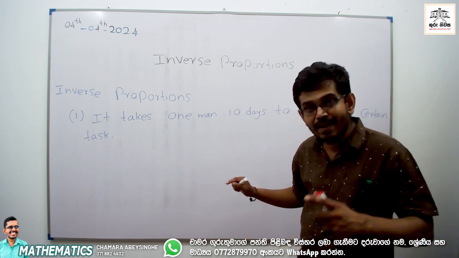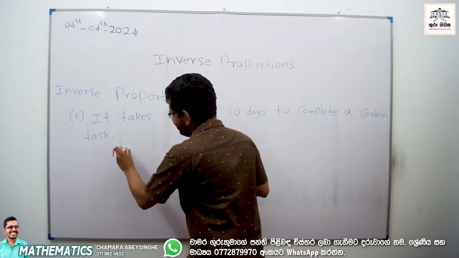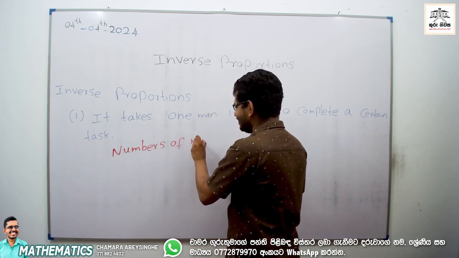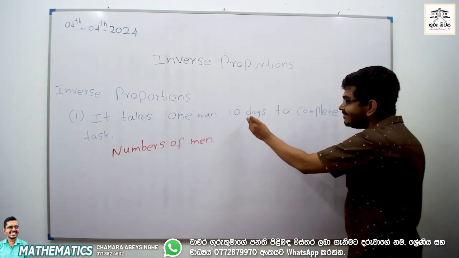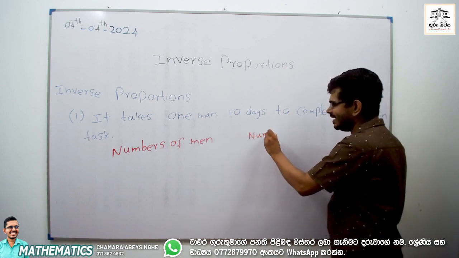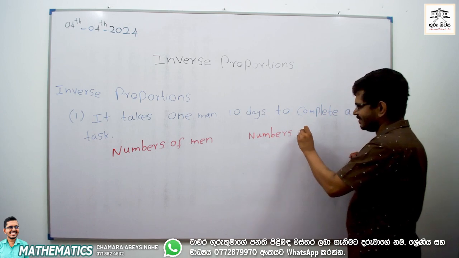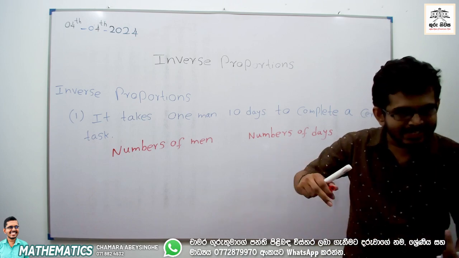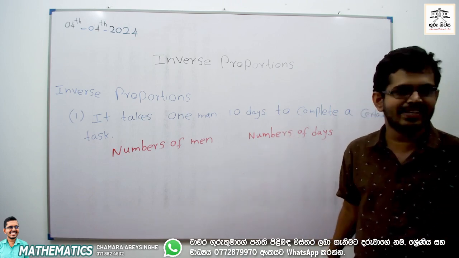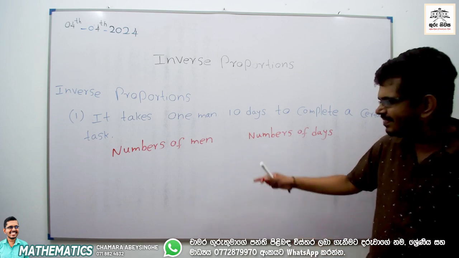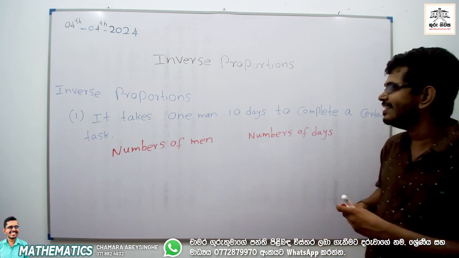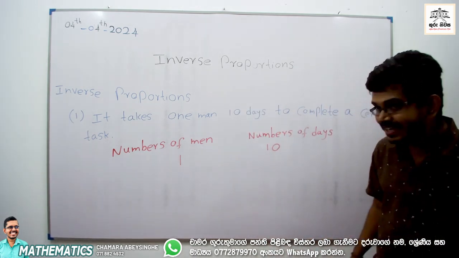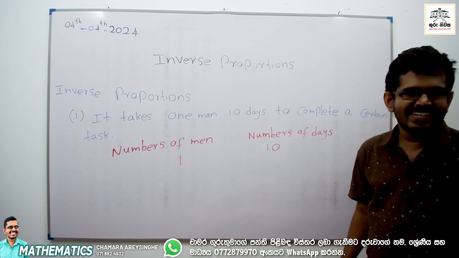One is the man. Number of men. මිනිස්සු ගණන. And the other one is number of days. Number of men and number of days. මිනිස්සු ගණනයි දින ගණනයි අතර තමයි relationship එක යන්නේ. නිකන් කෙටියෙන් ලියන්න පුළුවන් men, days කියලා. That's no problem. One man, 10 days.